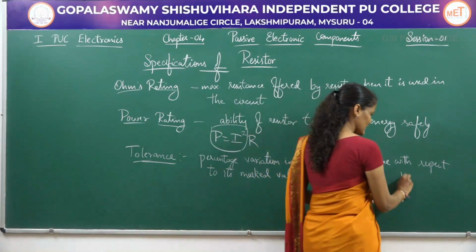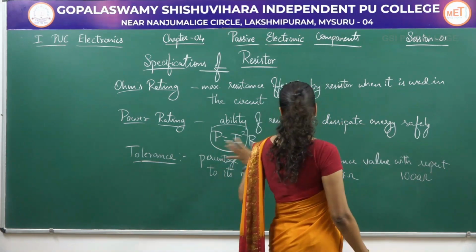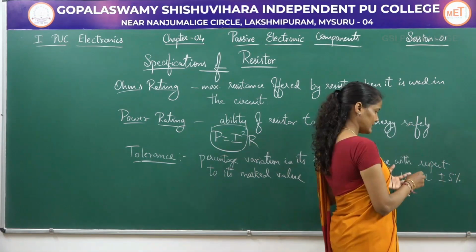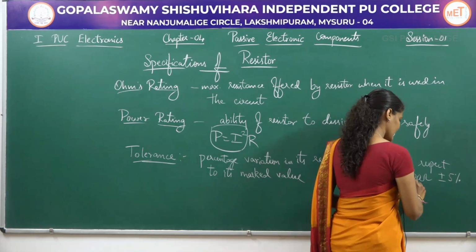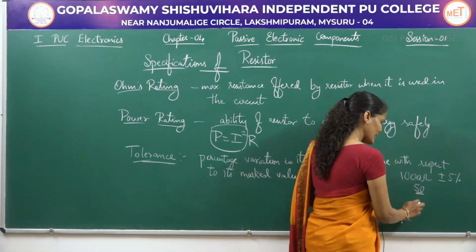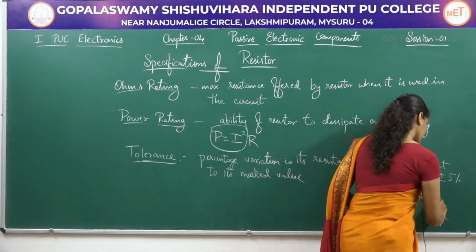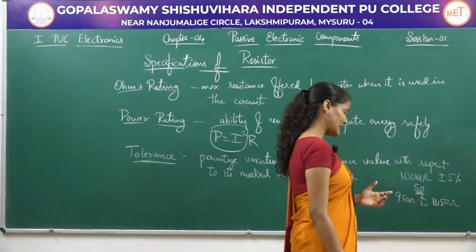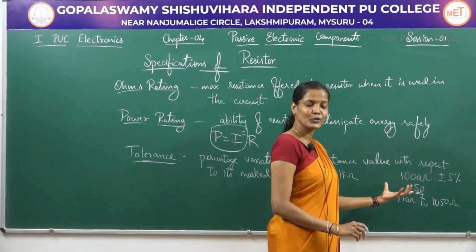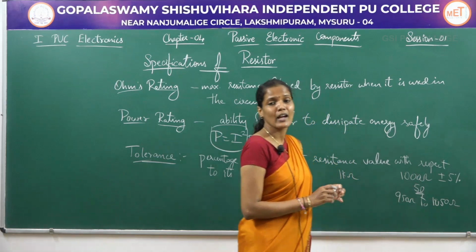This 1 kilo ohm is nothing but 1000 ohm. So it is having a tolerance of plus or minus 5%. Then 5% of this 1000 is 50. Then the resistance value might range from 1000 minus 50, that is 950 ohms, to 1000 plus 50, that is 1050 ohms. So the resistance value which is marked as 1 kilo ohm, when it is used in the circuit, might vary from 950 ohms to 1050 ohms.